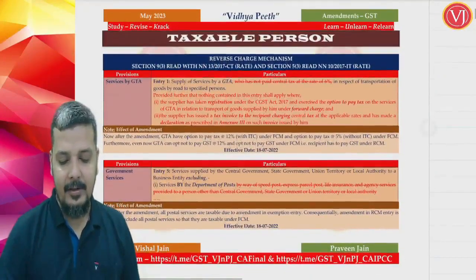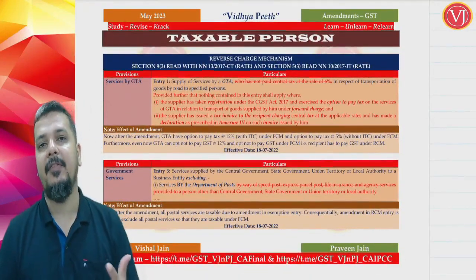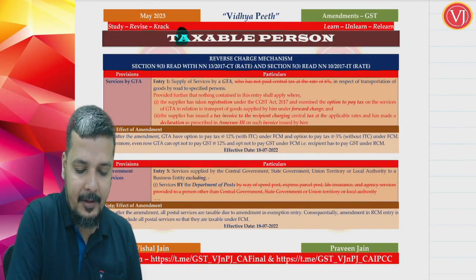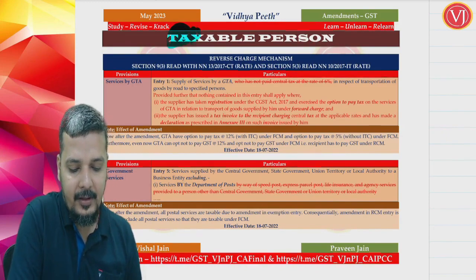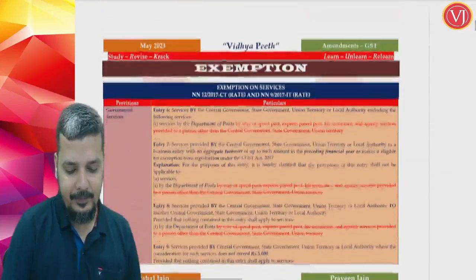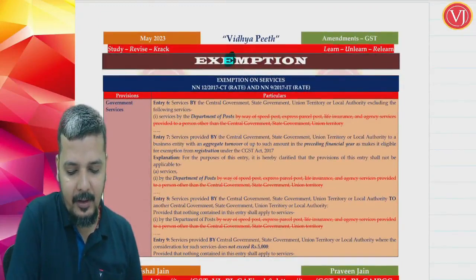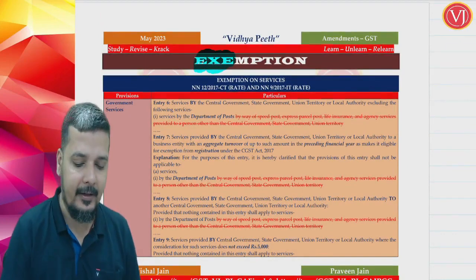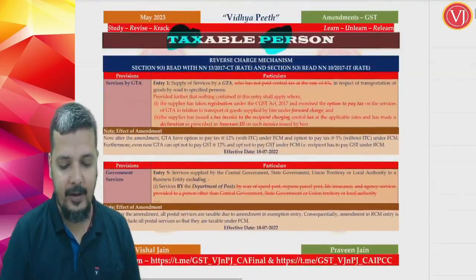Now, starting with the chapter taxable person, which includes your reverse charge mechanism. We will be clubbing this chapter, taxable person including your reverse charge mechanism amendments, read along with your exemption, because the amendments which have come out in your RCM and exemption are interconnected. So, we'll be clubbing both and we'll be seeing those entries.